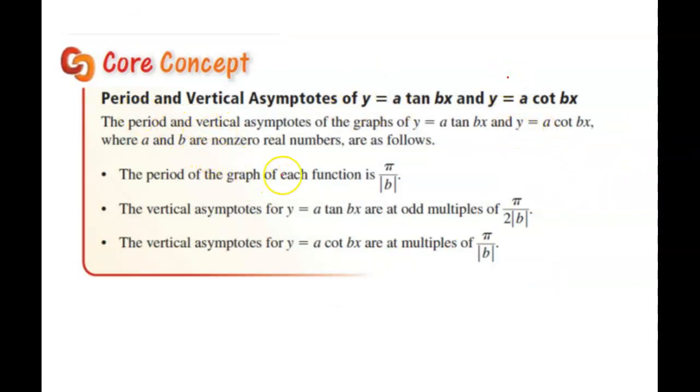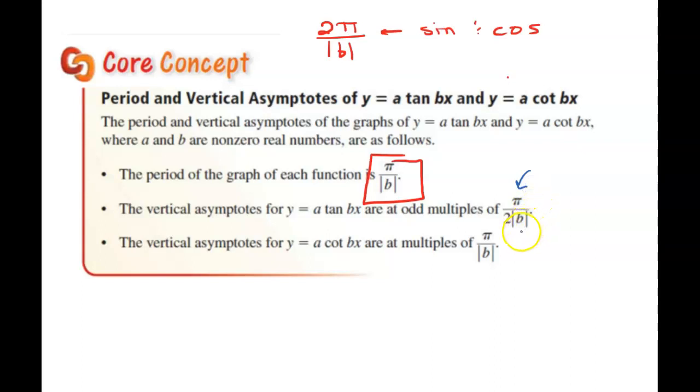All right, so let's go over some other things. When we're talking about periods, remember, it's how much until we repeat again. For sine and cosine, we found the period by doing 2 pi over b. Well, our period here is not 2 pi, but pi like we just saw. So rather than 2 pi over b, it's going to be pi over the absolute value of b. The vertical asymptotes then would be pi over 2 times b. Once again, we're not doing cotangent.